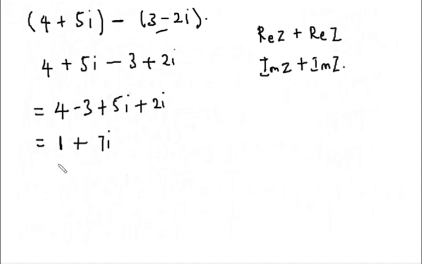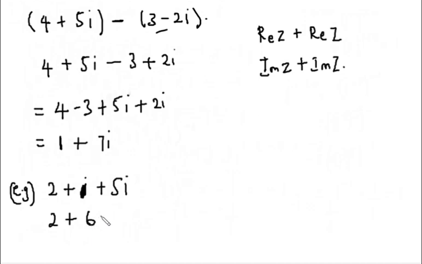Okay, so say we have something like 2 plus i plus 5i as an example. Okay, so if we add this up, this should be 2 plus, i plus 5i is 6i. Okay, so from there we cannot add this further, so this is our answer.